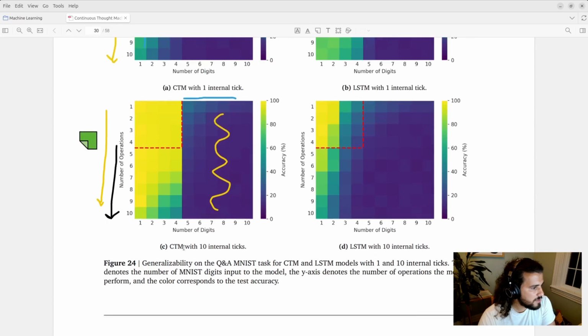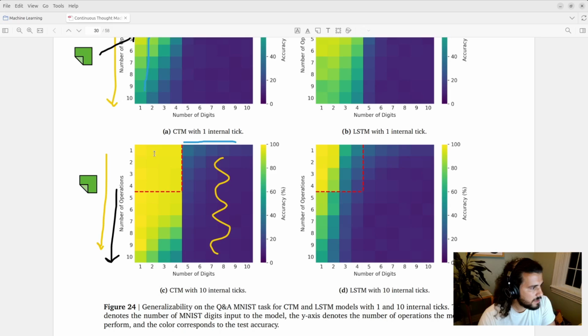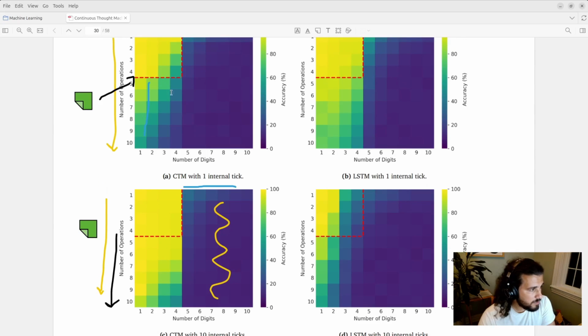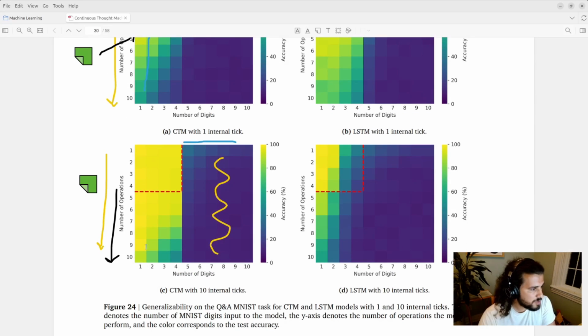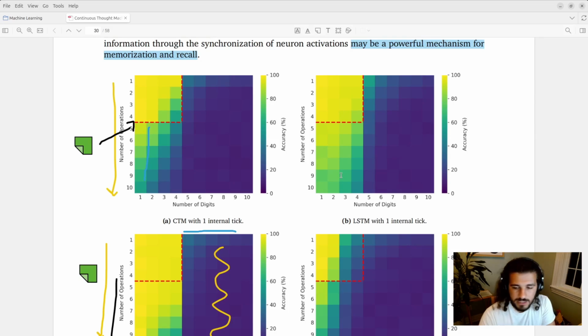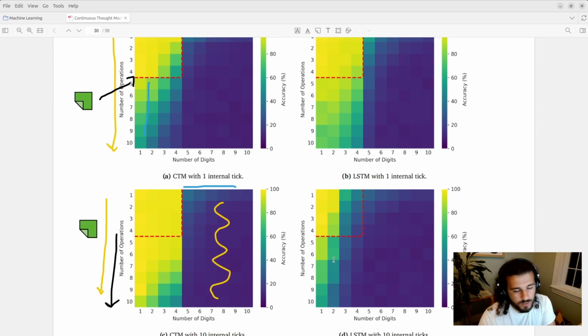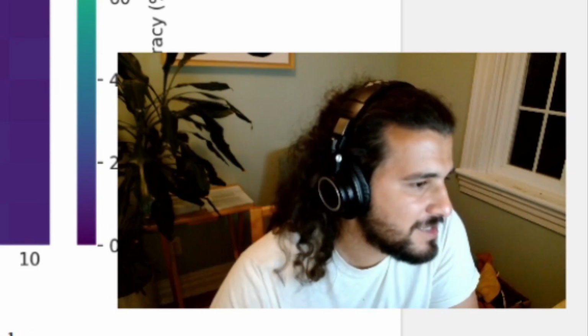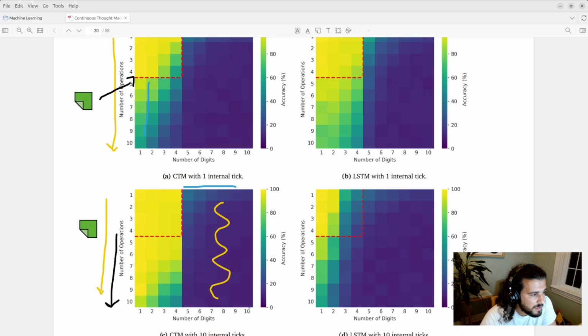You see here with the 10 internal ticks, the CTM, same kind of thing here, is much better with more operations, even better than this LSTM. Don't need to look at this one, honestly, because it doesn't matter. The LSTM is getting confused when you give it more ticks. Interestingly, none of them can improve past the number of digits.